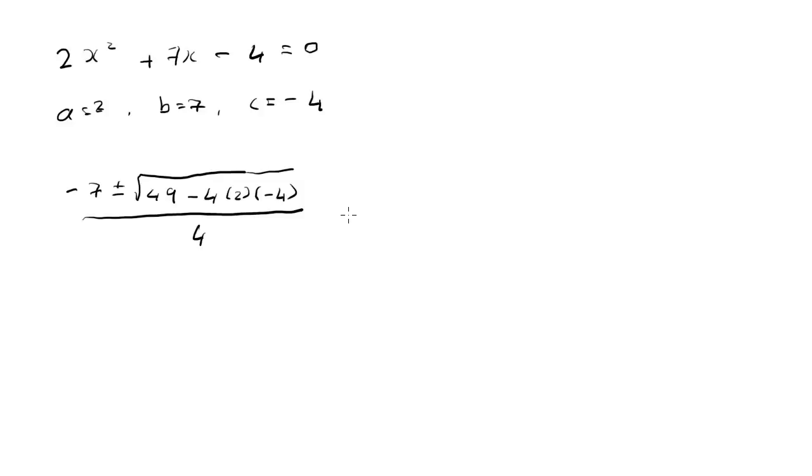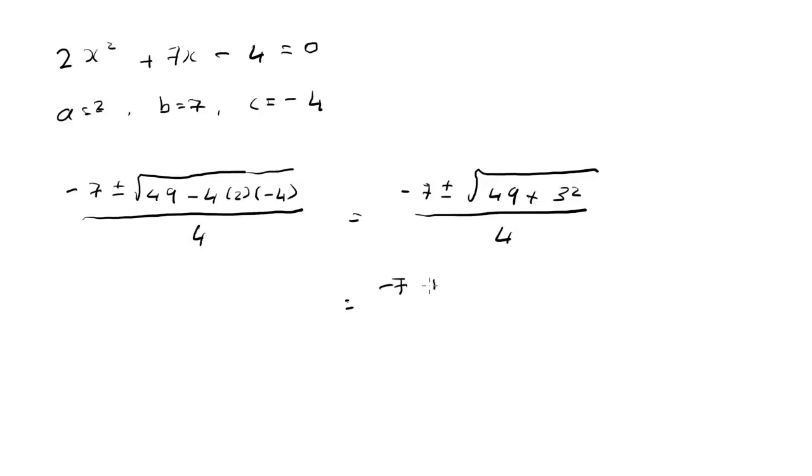Now what does this equal? Well, this is equal to minus 7 plus or minus the square root of 49, and now the 4 and the minus 4 make a positive 16, times 2, that's 32. So we get 49 plus 32 over 4. Now 49 plus 32 is 81. So the square root of 81 is 9. Minus 7 plus or minus 9 over 4.